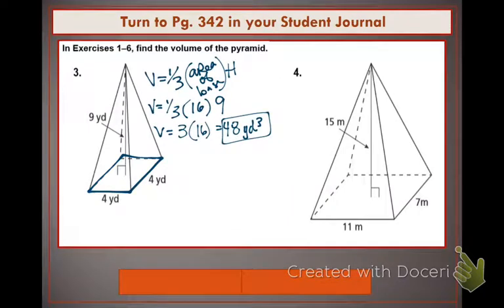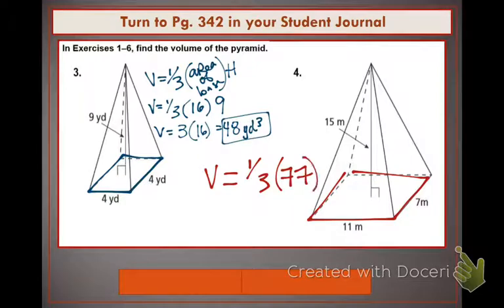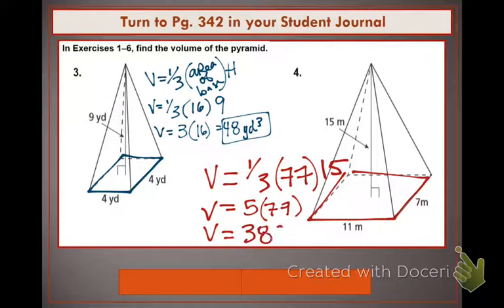All right, for the second, what shape base do we have here? No, that's a rectangle, yep. So, volume equals 1/3. What is the area of this rectangle? Yep, length times width. So we got 77. And then what is the height of the entire pyramid? 15. Again, it does not matter what order you multiply in. What is 1/3 of 15? 5. So it's the same thing as 5 times 77. So we get 300 something. 385 meters cubed.